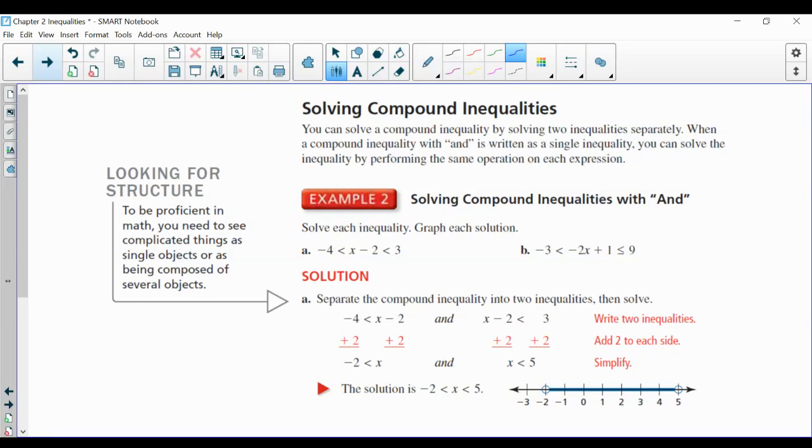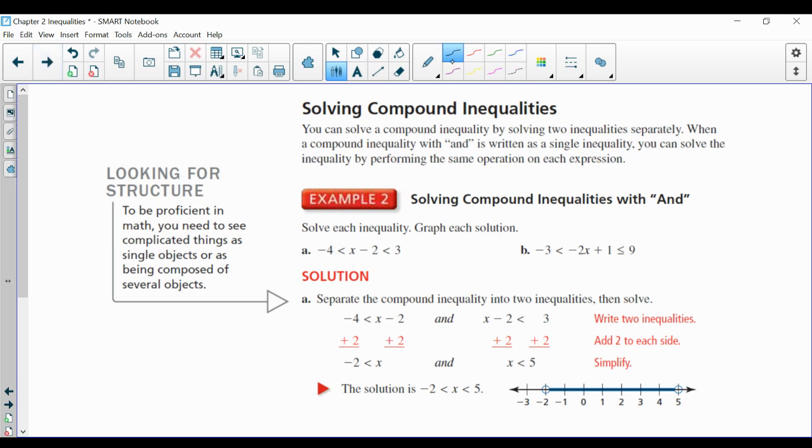Right, so now we're going to solve them. When we solve "and" inequalities, the first one we're going to look at is solving an "and" inequality. There are two different ways to solve "and" inequalities, and I'm going to go through two methods.